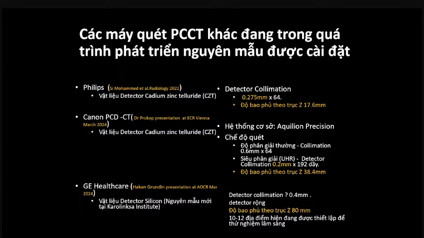GE has one. We're not sure of the detector collimation, they haven't announced it, but it's at least less than 0.4 mm. And the difference from this and the other scanners is that it has a wide detector coverage of 8 centimeters, which may make it easier to use for cardiac scanning.